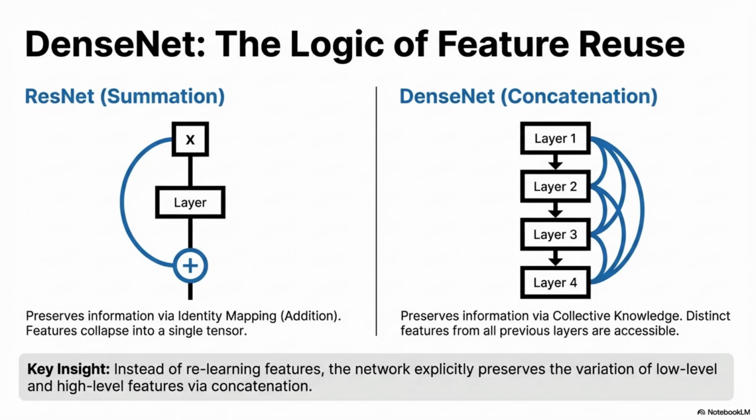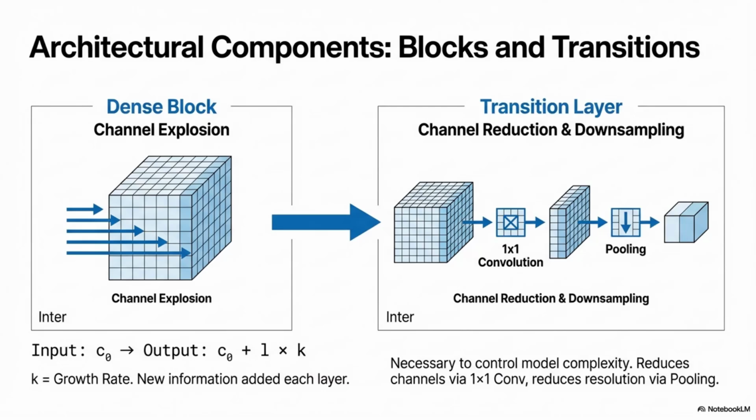But of course, if you just keep stacking features, you're going to run into a very practical problem, a channel explosion, right? The depth of your feature maps would just grow uncontrollably. So to manage this, DenseNets very cleverly insert what they call transition layers between these dense blocks. And these layers use super efficient one-by-one convolutions to compress the number of channels back down, acting like a control valve on this information superhighway.